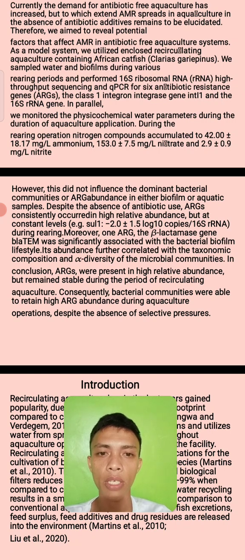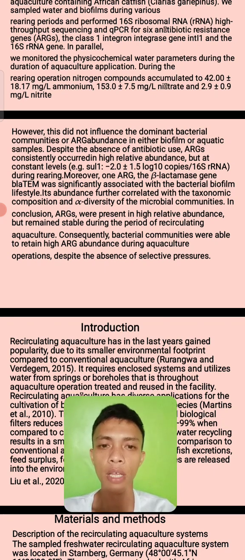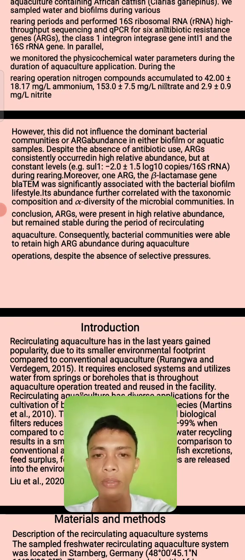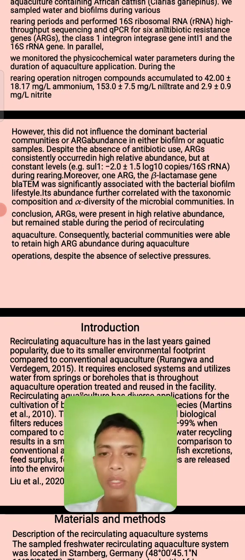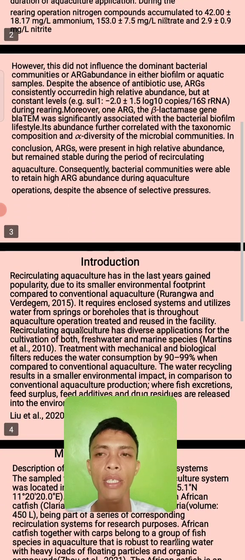Despite the absence of antibiotic use, ARGs consistently occurred at high relative abundance but at a constant level during rearing. Moreover, one ARG, the beta-lactamase gene blaTEM, was significantly associated with the bacterial biofilm lifestyle. Its abundance further correlated with the taxonomic composition and the alpha diversity of the microbial communities. In conclusion, ARGs were present in high relative abundance but remained stable during the period of recirculating aquaculture. Consequently, bacterial communities were able to retain high ARG abundance during aquaculture operations, despite the absence of selective pressures.